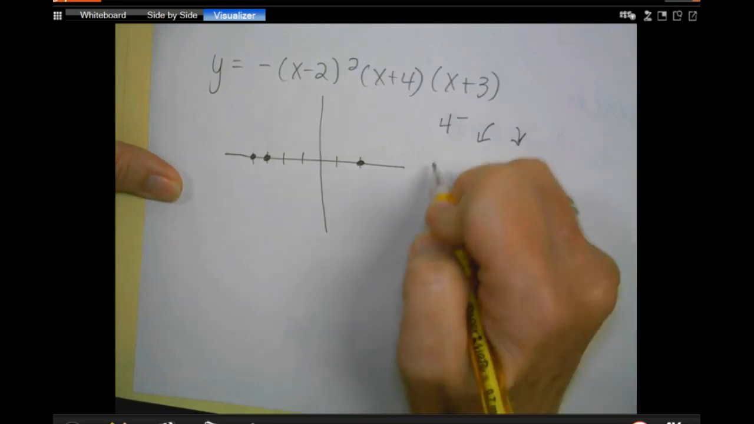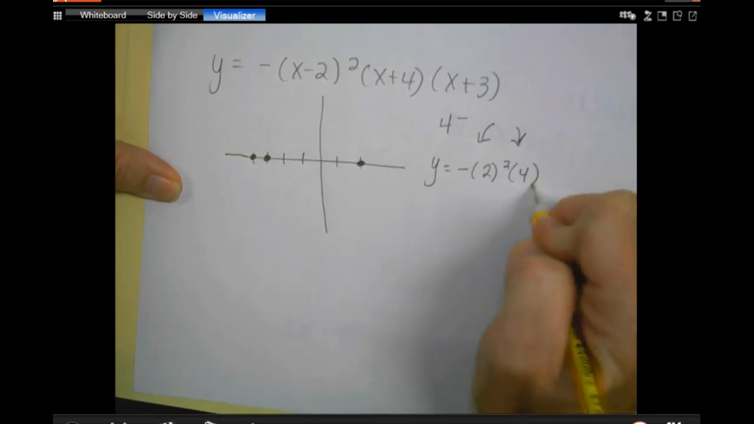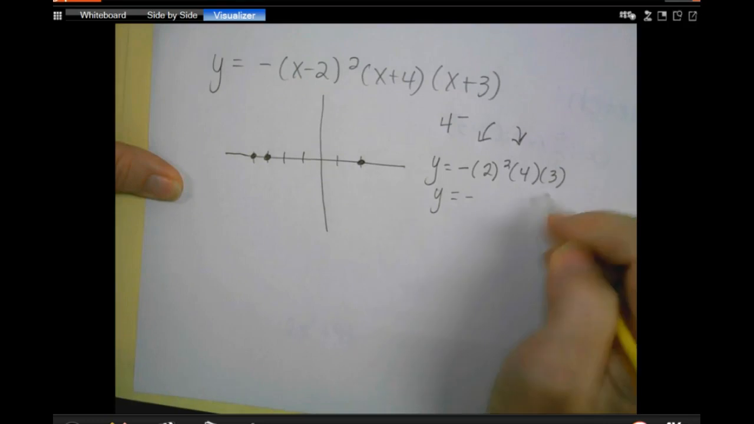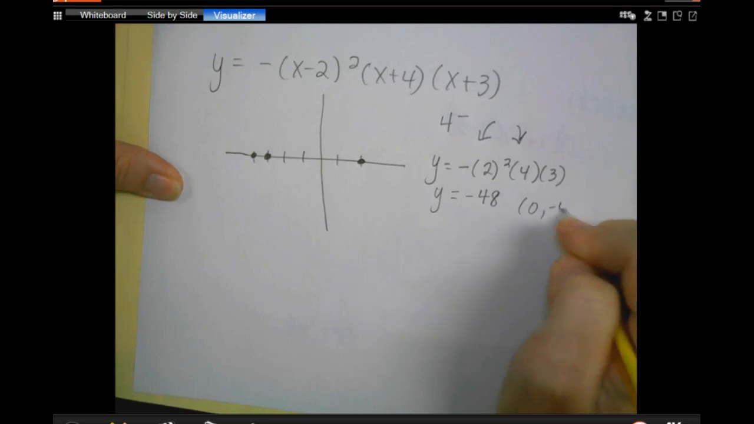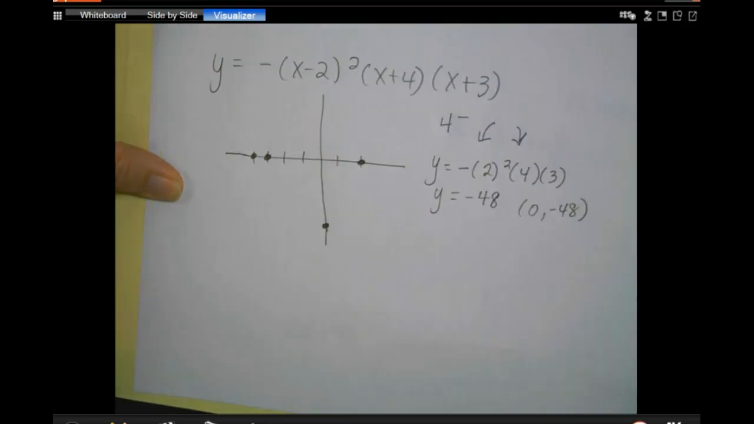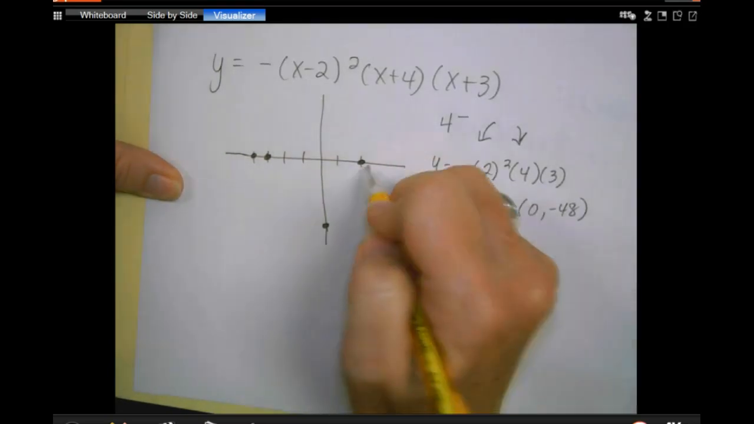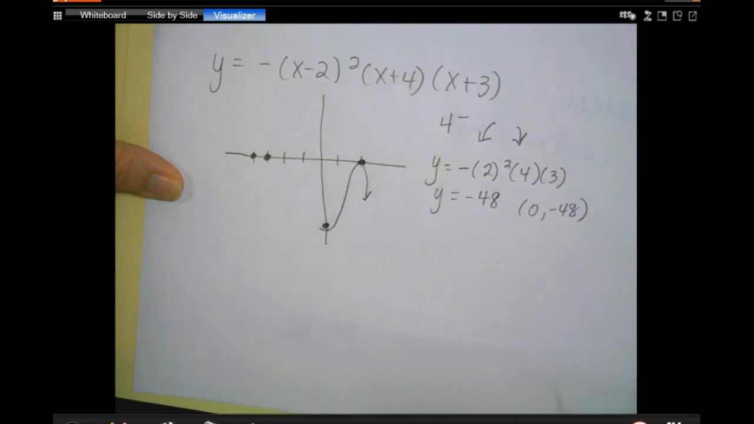The y-intercept. So I get y equals negative 2 squared times 4 times 3, which makes my y-intercept negative what? 12 times 4, 48. So my y-intercept is 0, negative 48, which means it's down here. So this is a bump at 2, and the end behavior goes this way, so that means it has to come back down this way.